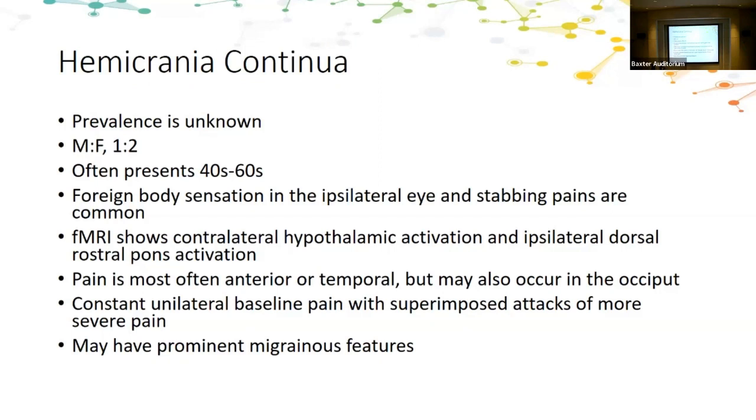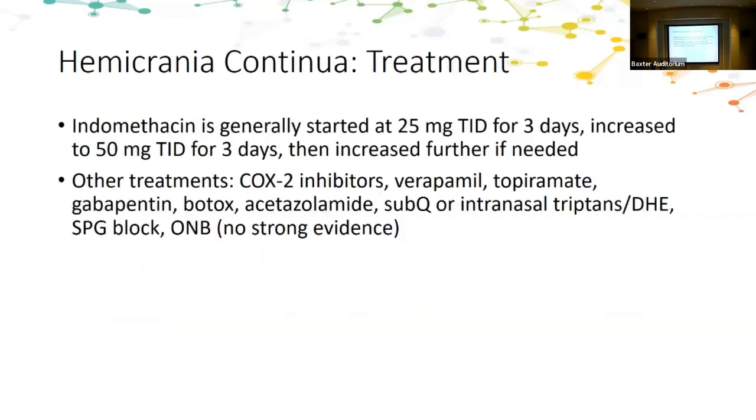Patients will also often complain of a foreign body sensation of their ipsilateral eye, and stabbing pains can be common. Functional MRI shows contralateral hypothalamic activation and ipsilateral dorsal rostral pons activation. The pain of the headache itself is most often anterior and temporal, but it may also occur in the occiput. And then there's constant unilateral baseline pain with those superimposed attacks, like I mentioned before, and they may have prominent migrainous features.